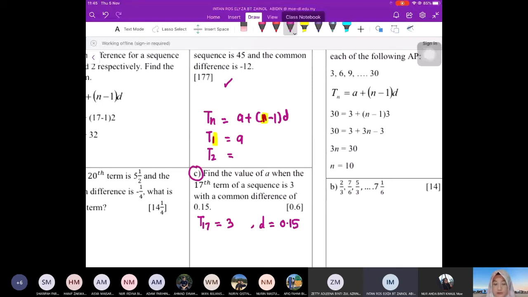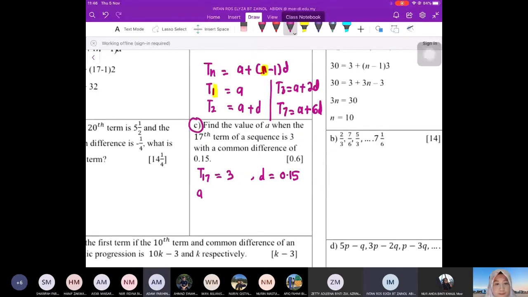Okay, what is T3? Kalau T3, A plus apa? A plus 2D. Dia macam N minus 1. A plus 2D, very good. Kalau saya kata T7, dia akan jadi apa? A plus 6D, nampak tak? Dia akan macam tu. So sekarang ni kalau T17, you know that T17 ni dia akan jadi A plus 16D. So this one you kena cekap, nampak tak?